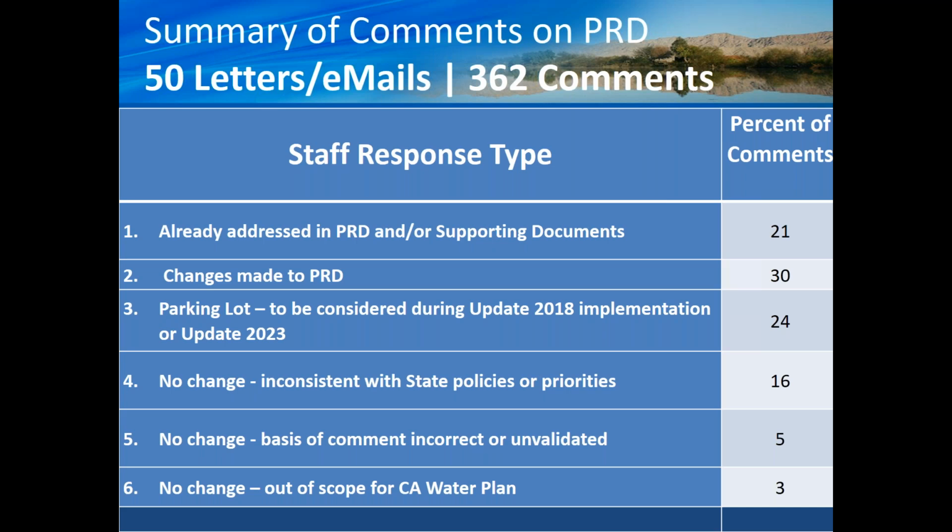We got 20 letters, emails, documents in. We disaggregated those into 362 different comments. Of those comments, half of them were already something we had in the document, or we made the changes. And another quarter of them we kept and held aside to be considered in Update 2023. Another quarter of the comments we found were outside the scope of the water plan, or counter to state policy, or we thought that the comment itself was unvalidated and unsubstantiated. So that's how we took in comments last time and what we did with them.